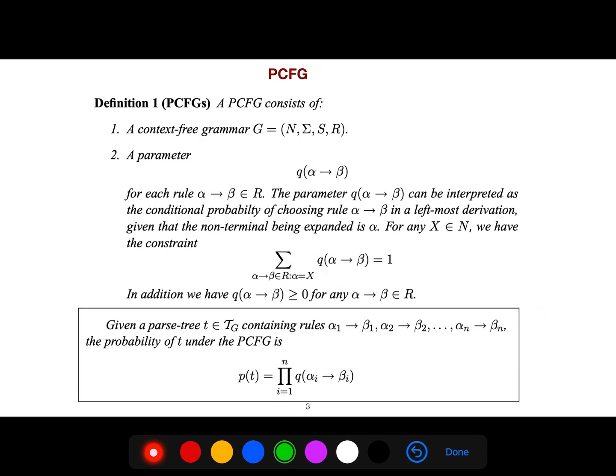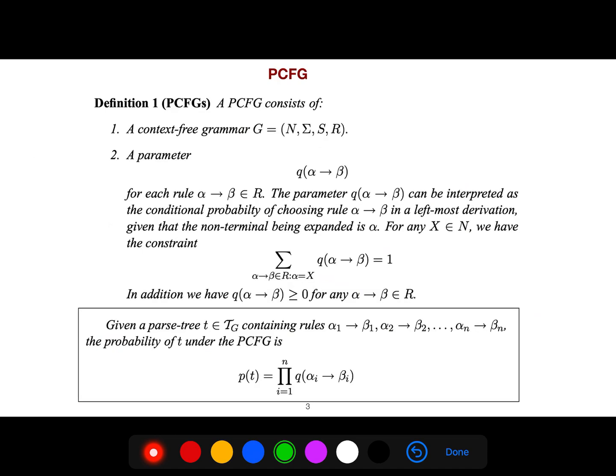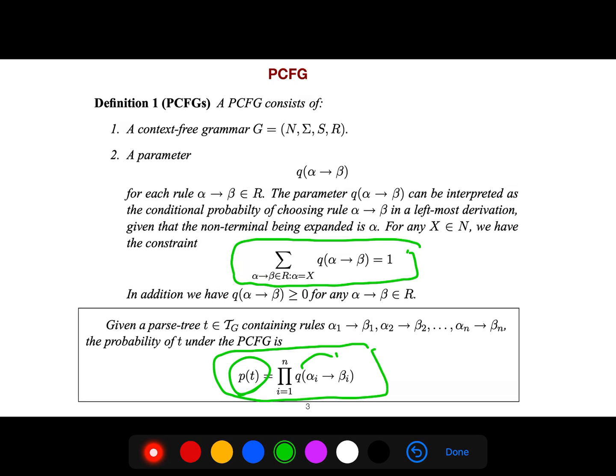So PCFG, context-free grammar, now it's probabilistic, because the probability that this goes, it depends on, for example, it could be 90% that this rule occurs. Another 10% could be for another rule. So that's why the summation of them should be 1. And if you multiply these rules, you get the probability of a tree. You can prove that the probability of a tree is just the multiplication of all of these probabilities.